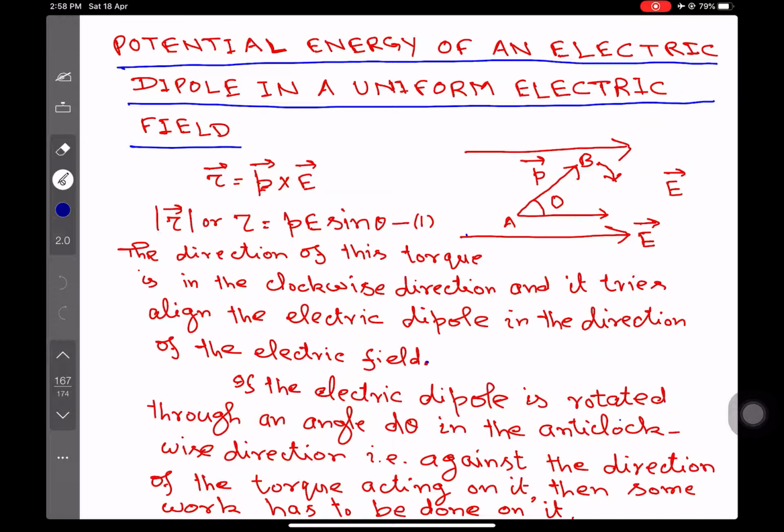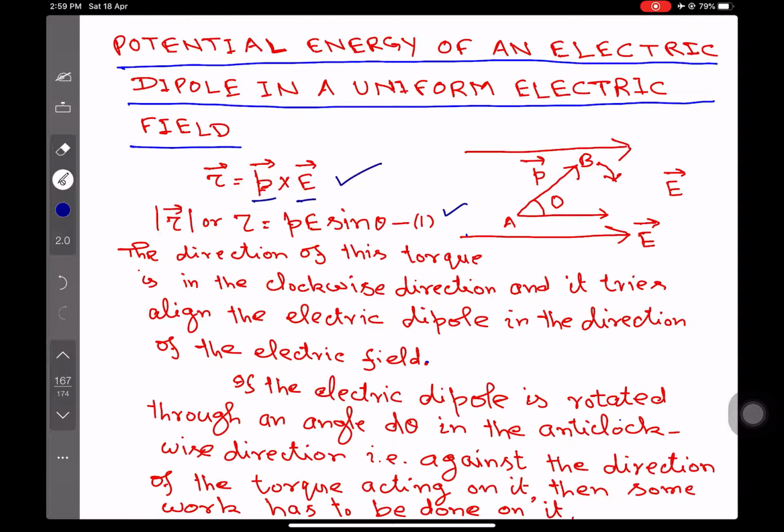Now we know that whenever an electric dipole is placed in a uniform electric field, it experiences no net force but it experiences a torque. Therefore, if tau is the torque experienced by the given electric dipole in the electric field, then tau equal to P cross E. That is, the torque acting on the electric dipole is the cross product of dipole moment and the electric field. The magnitude of this torque is given by tau mod or simply tau without arrow equal to PE sine theta, where theta is the angle between the direction of the electric field and the dipole moment of the given electric dipole.